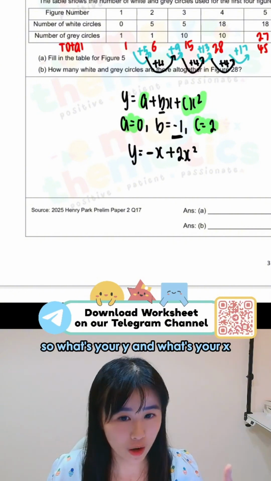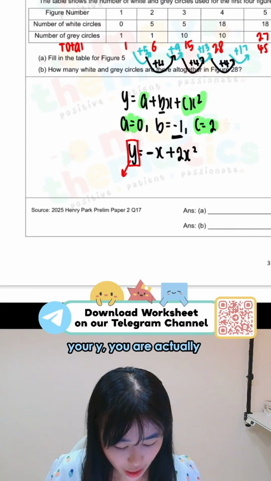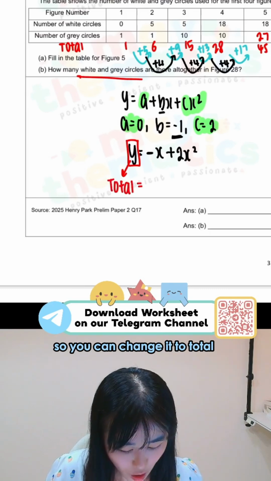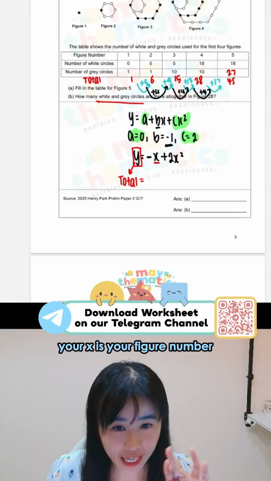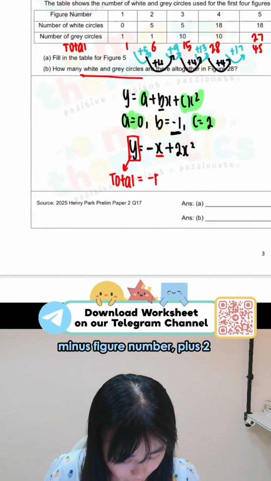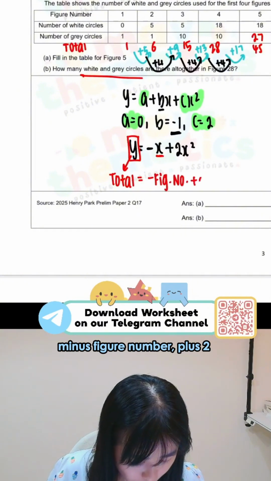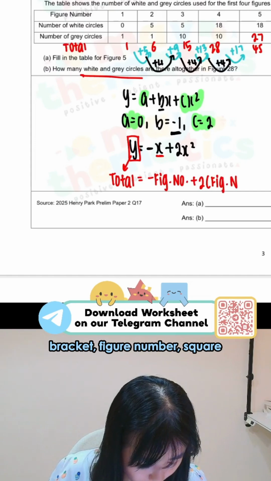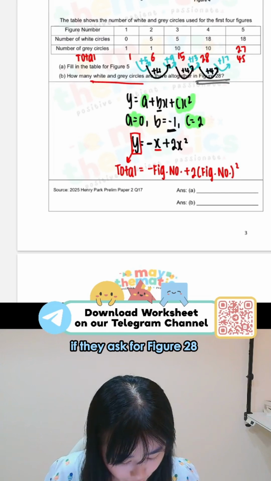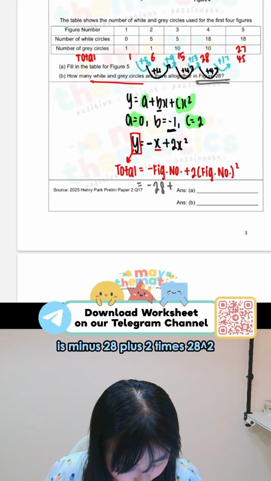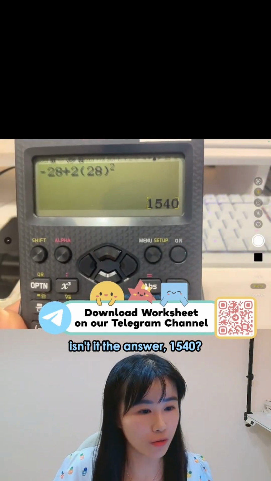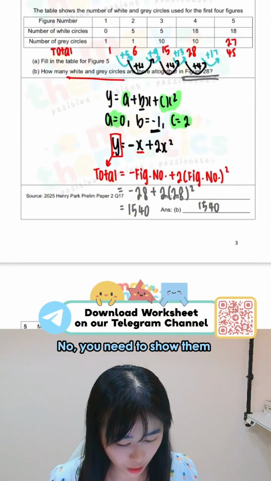So what is your y and what's your x? Your y, you are actually finding whatever they're asking you, the white and grey circles. So you can change it to total. Your x, every time you do this, is your figure number. So it's basically telling you, minus figure number plus 2 bracket figure number squared. This is your formula. If they ask for figure 28, it is minus 28 plus 2 times 28 squared. Isn't it your answer? 1540. Will you be marked for fluke? No, you need to show them you got this formula.